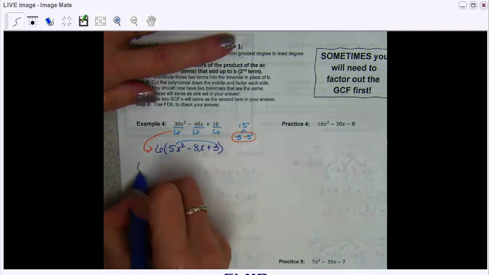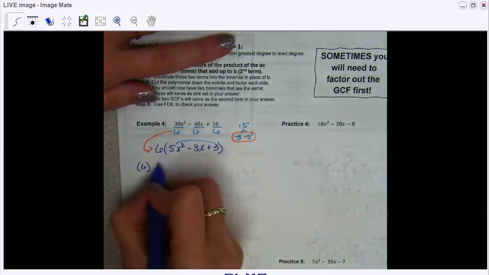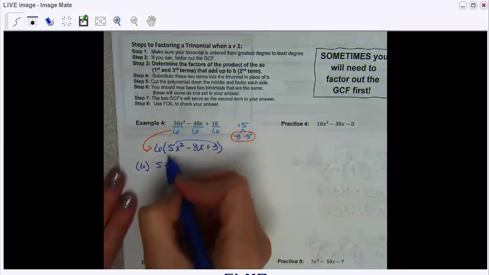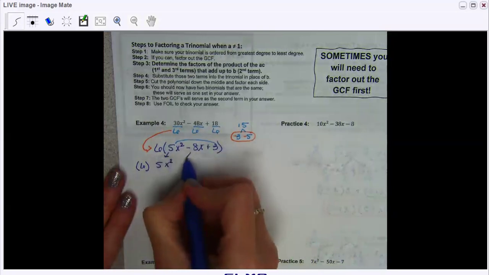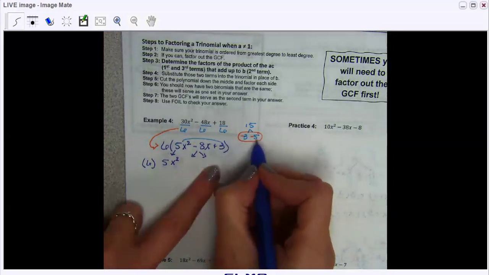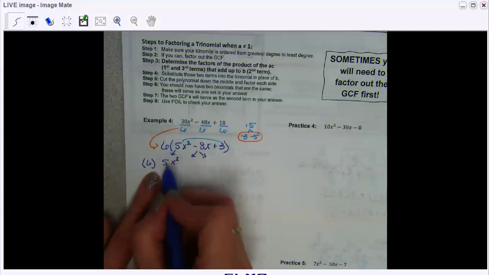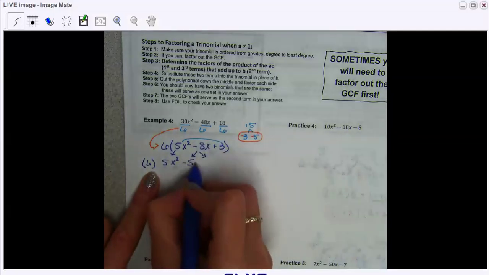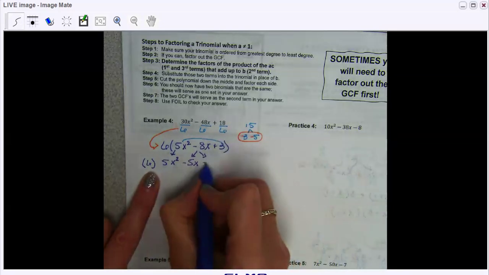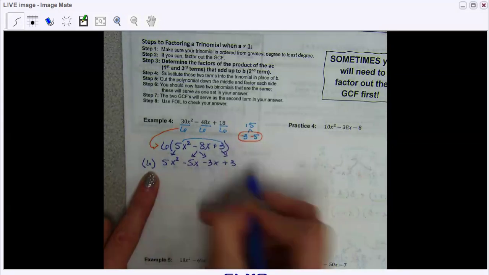Okay, so I'm going to take this 6 and put it in parentheses. I'm going to bring down my 5x squared, and then I'm going to separate my -8x into two parts, a -3x and a -5x. Now I'm going to put my -5x first because I can, those are two common factors there. Then I'm going to put my -3x and then bring down my +3. Okay.